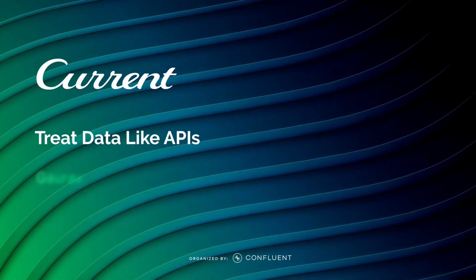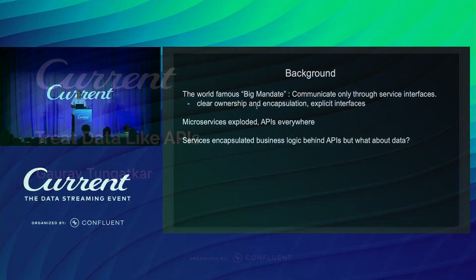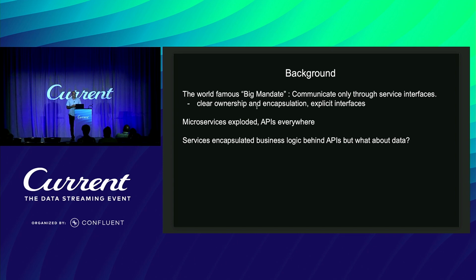We all know about services, microservices, and APIs. They're literally everywhere. We know why we want to build them. Amongst other things, we get clear ownership, encapsulation, speed with which we can make changes due to the explicit interfaces. That's about how we encapsulate business logic. But what about the data that these services are managing?